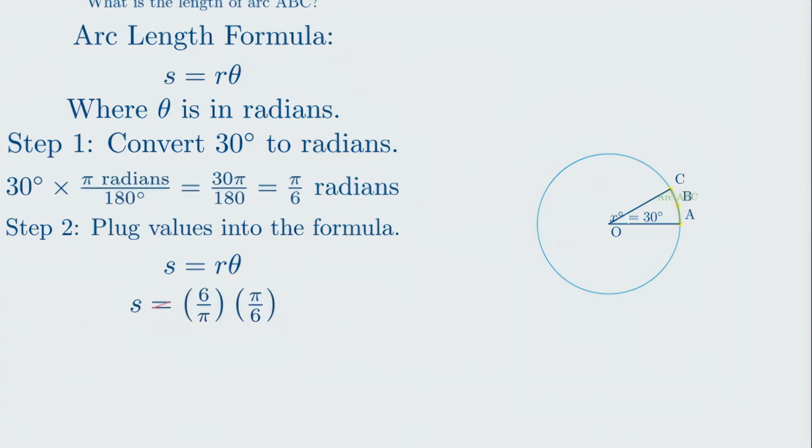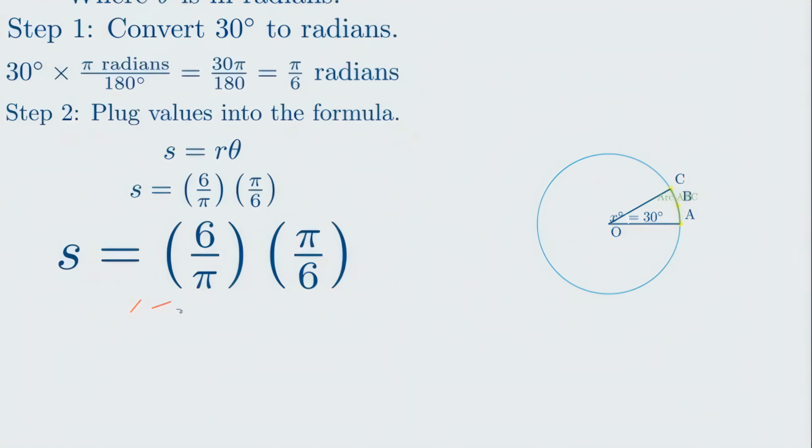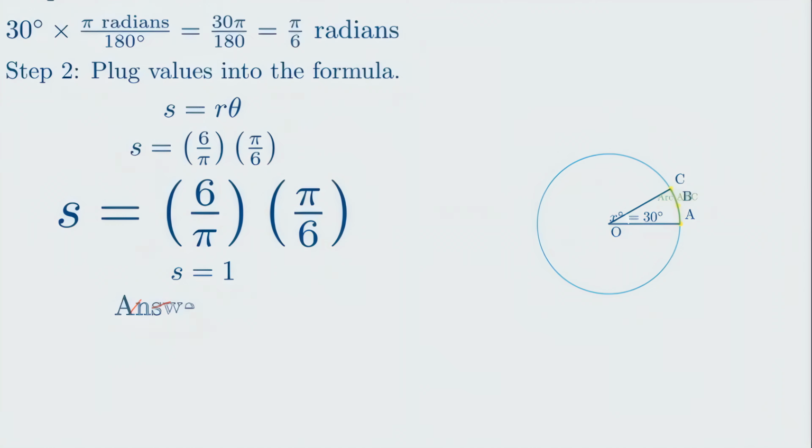The pi in the numerator and the pi in the denominator cancel each other out. Similarly, the 6 in the numerator and the 6 in the denominator also cancel. This leaves us with S equals 1. The length of arc ABC is 1. Comparing this to our answer choices, we see that 1 corresponds to option C. So the correct answer is C.